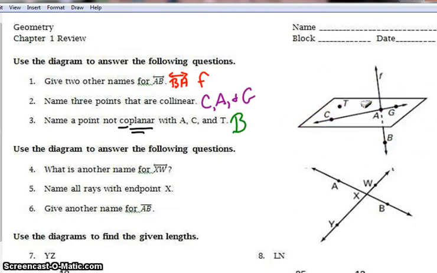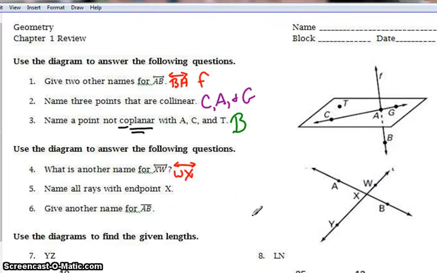Alright, number 4, it says, well, first of all, the directions say use a diagram to answer the following questions, and this time we're going to be using this diagram. So 4 says, what is another name for line XW? Well, remember we said that we can switch around the letters, and that's another name.